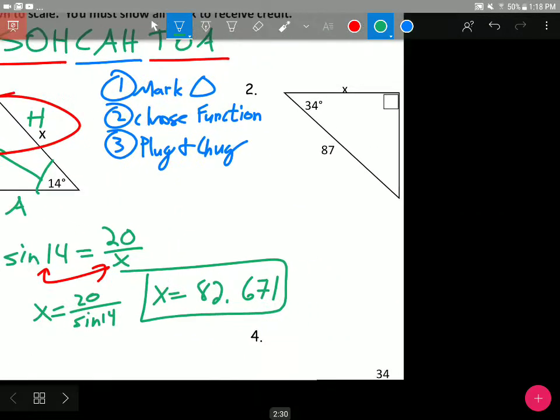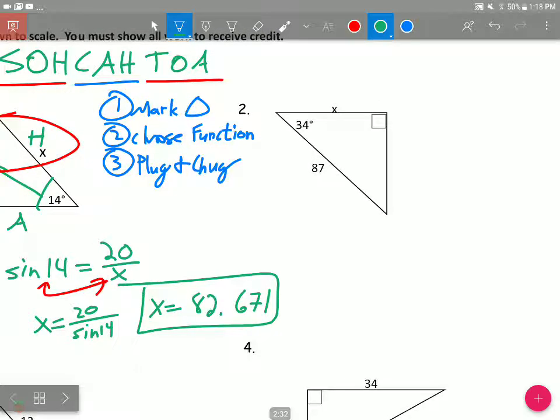All right, number 2. Your angle is 34 degrees. That's the opposite. Adjacent is next to it, and the hypotenuse is always that one. So here we go. That is adjacent and hypotenuse. That would be the cosine. So A and H, that's that one right there. So the cosine of 34 equals adjacent over hypotenuse.